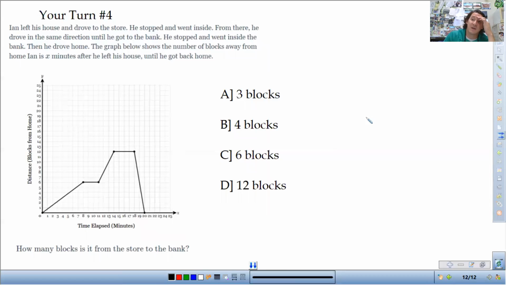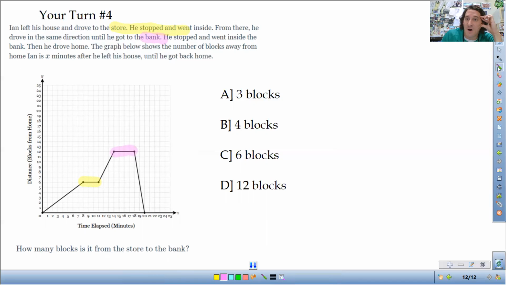So here we have to determine, read it carefully. So he left his house and drove to the store and stopped and went inside. All right, so this first stop here is the store. All right, from there, he drove in the same direction to get to the bank, and then he stopped and went inside. So his next stop where it's flat is the bank.